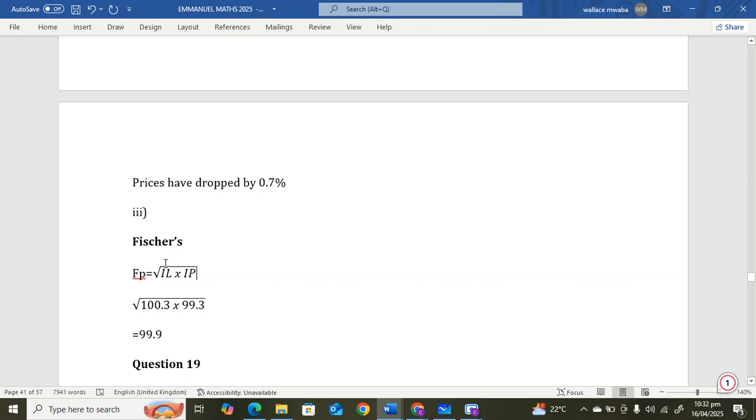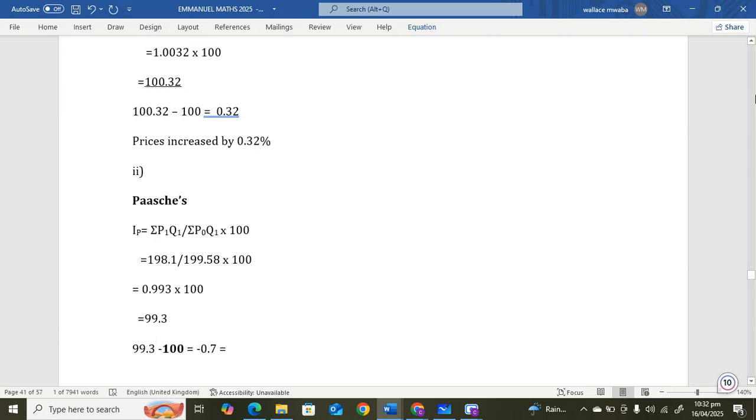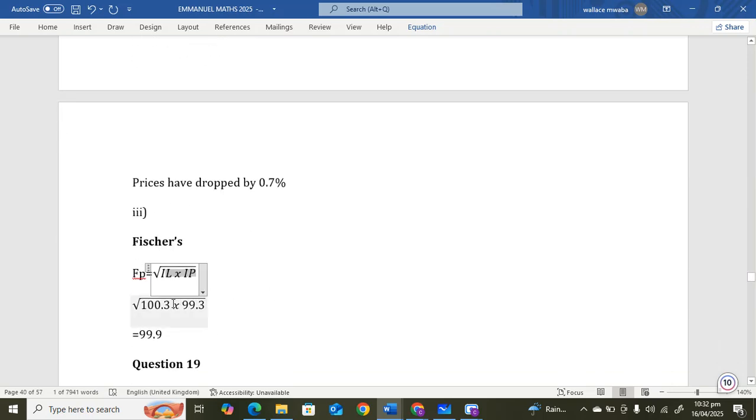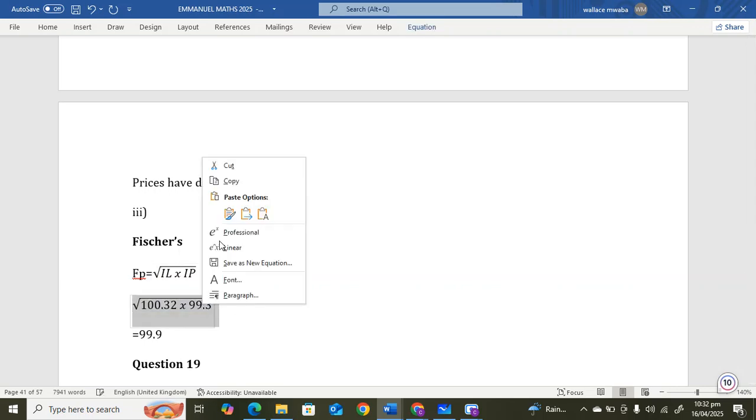So for Fisher's, it's just the square root of Laspeyres multiplied by Paasche's index, the price indices. When there are two, it's indices. So for Fisher, we got 100.32. For Paasche's, we got 99.3. So 100.32 multiplied by 99.3.